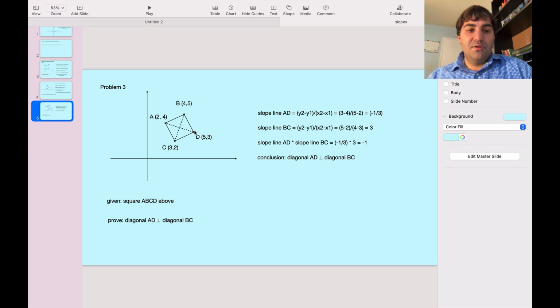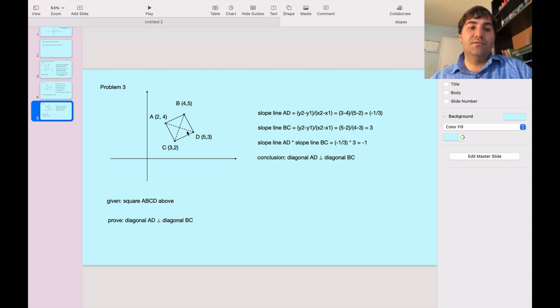Okay, so this last problem here, we're given square ABCD, so we don't have to prove that. I'm just going to tell you that it is a square. We're not going to prove that it's a square. But we are going to prove that diagonal AD is perpendicular to diagonal BC.